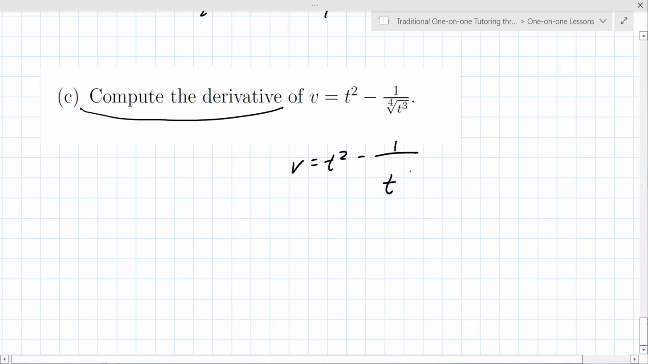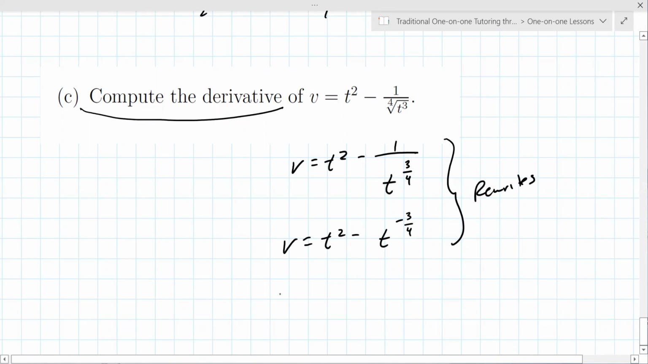So this is a root. This becomes 3/4. That root always goes to the bottom. The exponent always goes to the top. And then you could further rewrite it, bringing it up into the numerator, t to the minus 3/4 like this. We still have not taken a derivative. These are just rewrites.